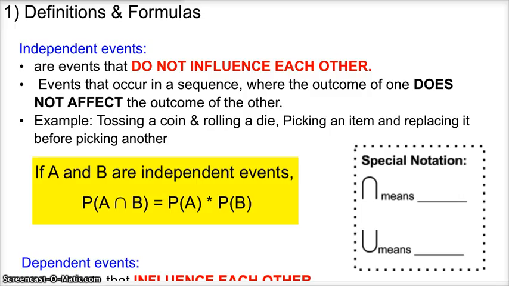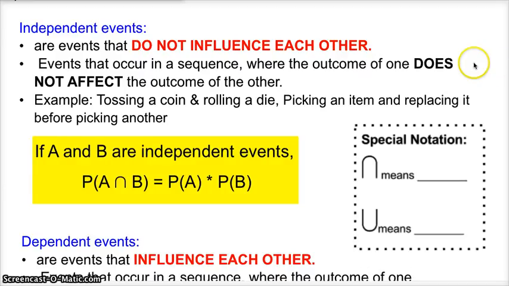Definitions and formulas. Independent events are events that do not influence each other. These are events that occur in a sequence where the outcome of one does not affect the outcome of the other. Some examples: tossing a coin while rolling a die, picking an item and then putting it back before picking another. We have this special notation again.